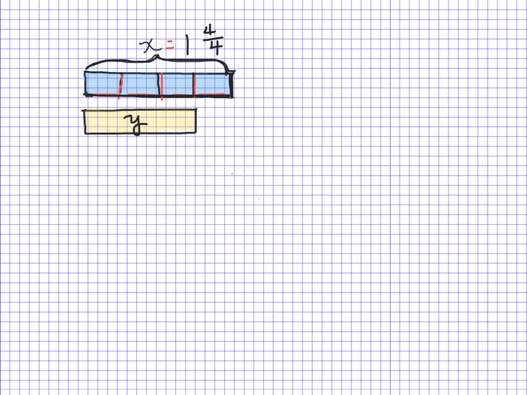You might see the y looking like this. And again, we want to write a relationship between those two things. The x, again, is still divided into those 4 equal sections. And now we notice we've got one of those equal sections missing. So instead of being 1/4, 2/4, 3/4, 4/4, now we have 1/4, 2/4, 3/4. So our y is equal to 3/4 of the x.